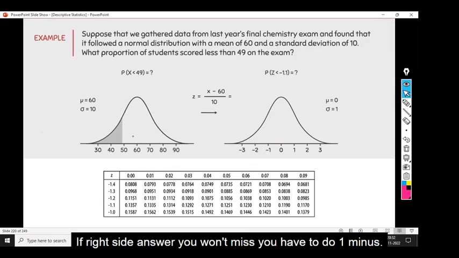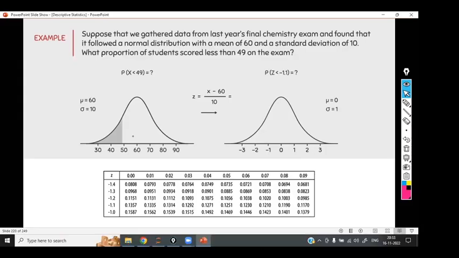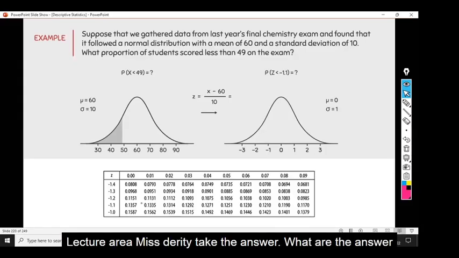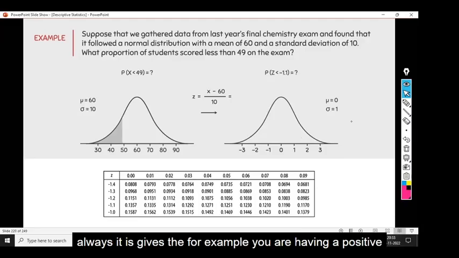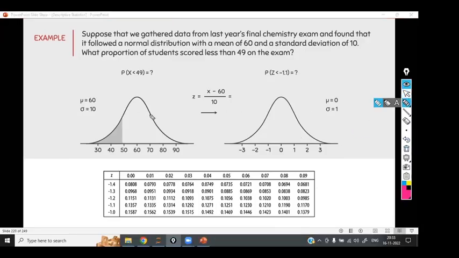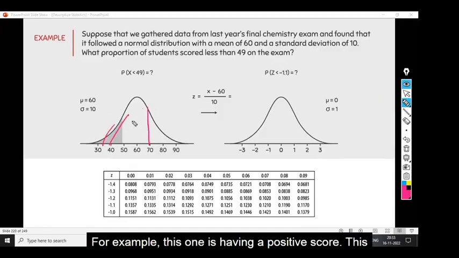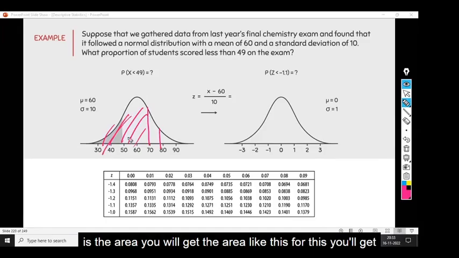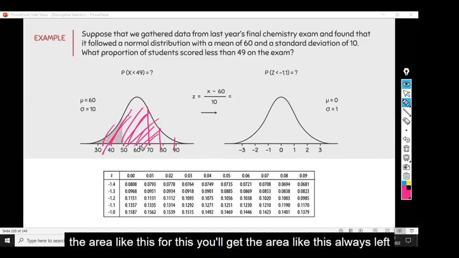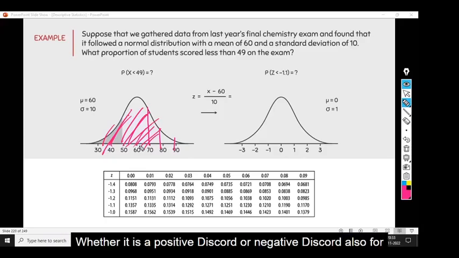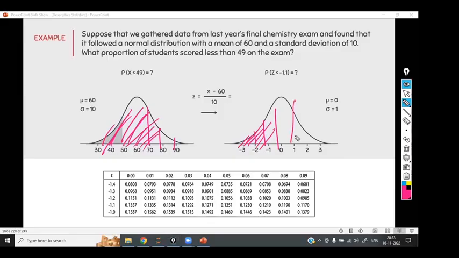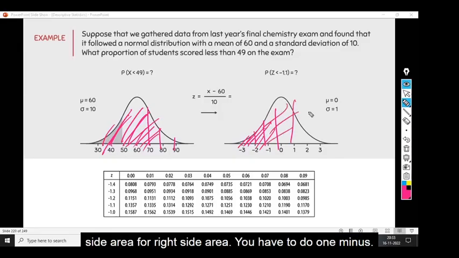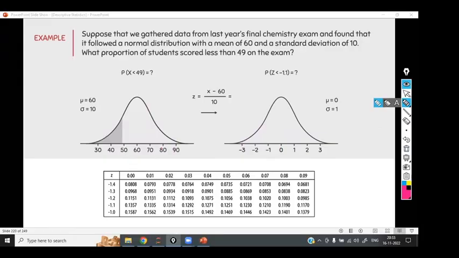If you want the right side answer, you have to do 1 minus the left side area. If you want the left side, directly take the answer you have here. The z table always gives you the left side area only, whether it is a positive z-score or a negative z-score. For every z-score you are going to get the left side area only, not the right side area. For the right side area, you have to do 1 minus.